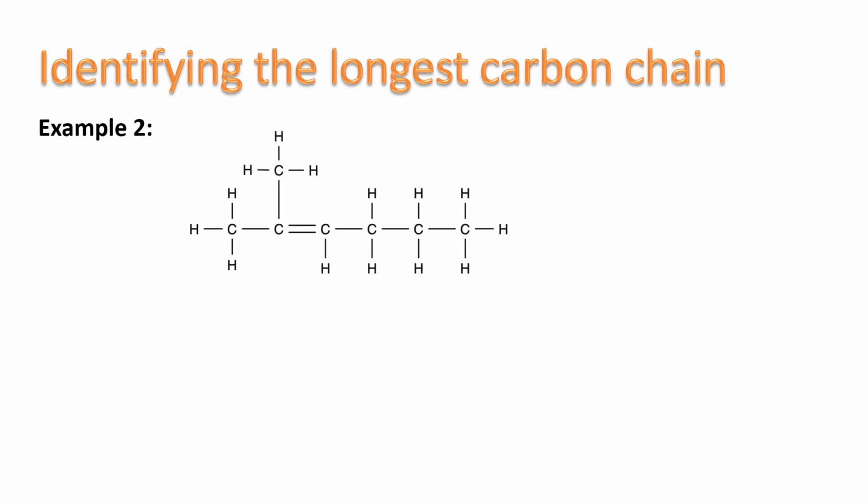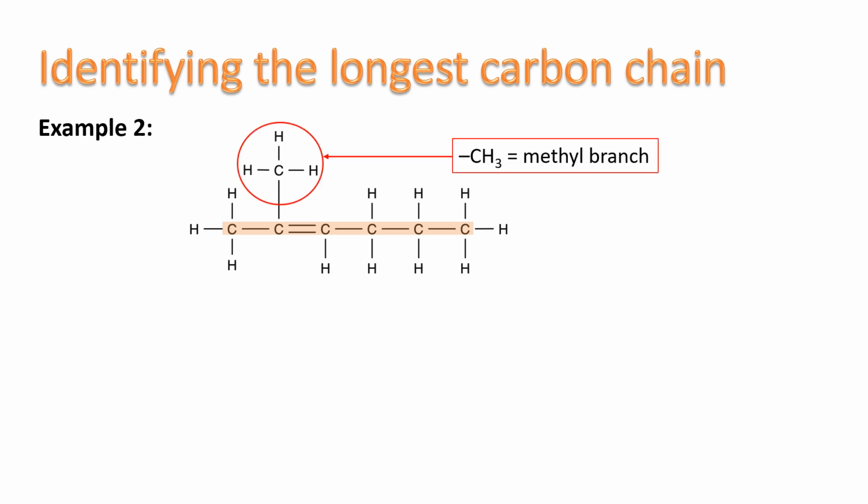Okay, on to example 2. Again, from before, we had identified our longest carbon chain. So we're looking for any leftover carbons as branches, and we can see here we have 1 CH3, which would be a methyl branch.